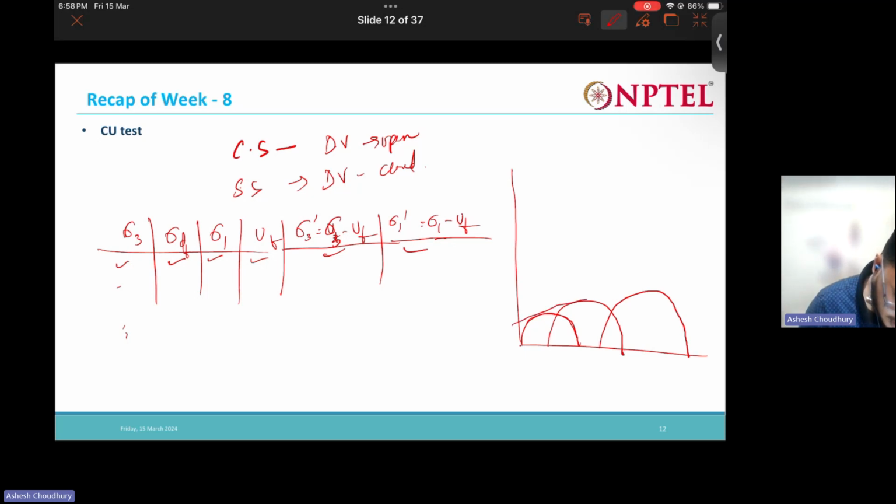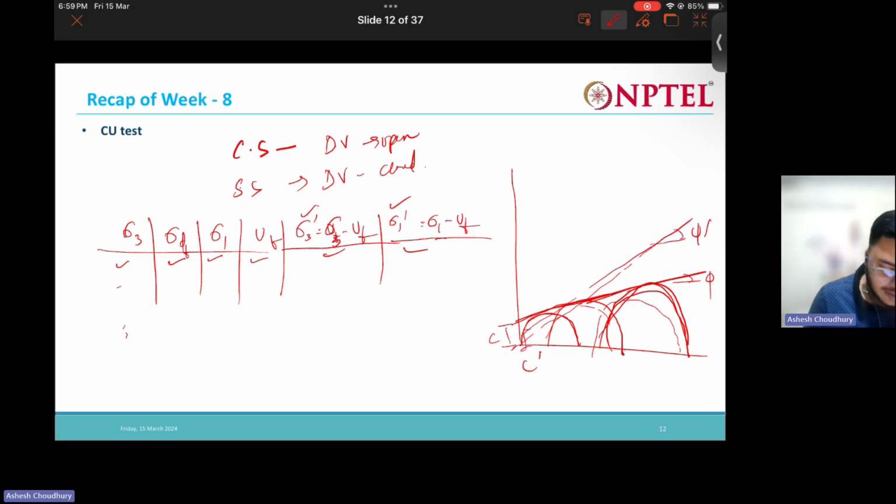So from here you can draw a failure envelope. It will be like this. This will give you C, this will give you phi. So now this is the total stress failure envelope. Now if you want the effective stress failure envelope, you plot these effective values. It will be something like this. From here you can get phi dash and C dash. So you can get the total stress envelope or the effective stress envelope, both.